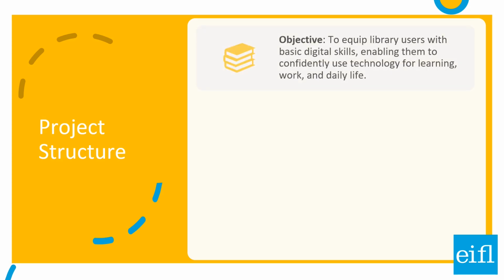Every project is unique, but it will always include a few key elements, such as goals, objectives, and desired results, which you will measure at the end of the project. The objective defines what the project aims to accomplish. For example, if your library is implementing a digital skills training project, your objective could be to equip library users with essential digital skills, enabling them to confidently use technology for learning, work, and daily life.